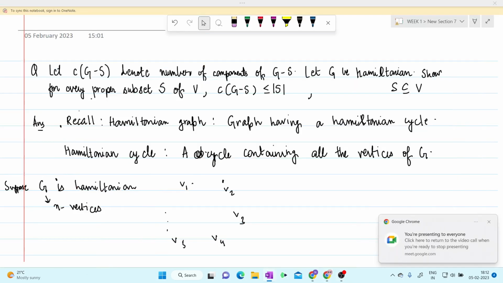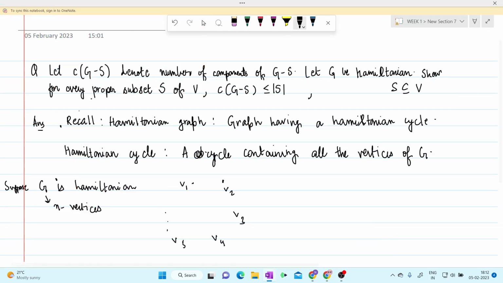So we are given that G is a Hamiltonian graph. So that means we have a Hamiltonian cycle. That means we have some cycle between the vertices which is covering all. So if G is a Hamiltonian graph, we have some cycle. Suppose this.